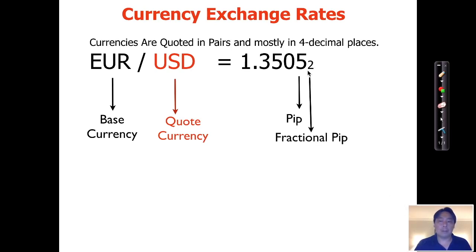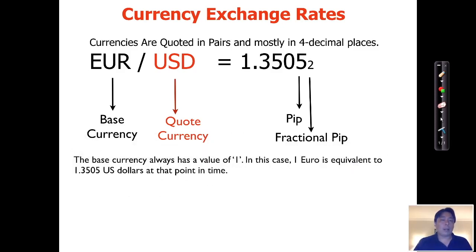Like I mentioned, it's a fractional pip, so we're not going to worry about that. We're going to look at the pip, okay? Like I said, the base currency always has a value of 1. In this case, euro, we're saying 1 euro. So what we're saying is that 1 euro is equivalent to 1.3505 US dollars at this particular point in time.